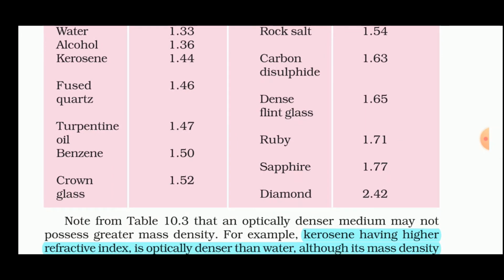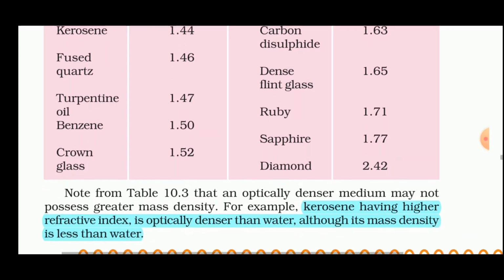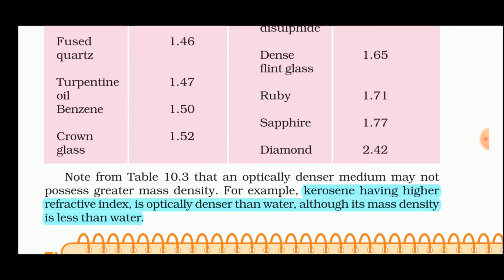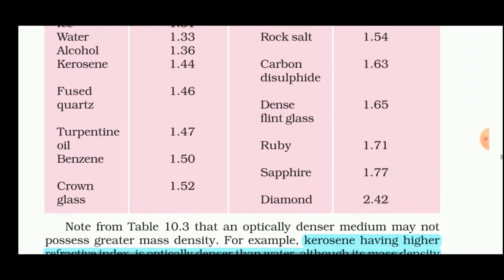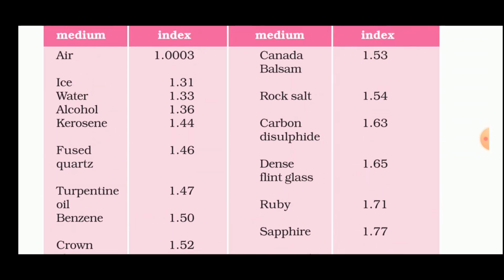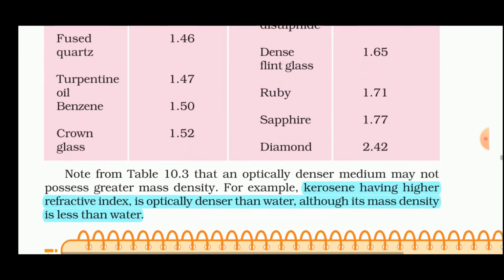Now kerosene, we know, is lighter than water, so it floats on water. But the optical density of kerosene is more than that of water, because the refractive index of water is 1.33 and the refractive index of kerosene is 1.44. It is more. So optically kerosene is denser than water, though the mass density of kerosene is less than that of water, because kerosene, when mixed with water, floats on water.